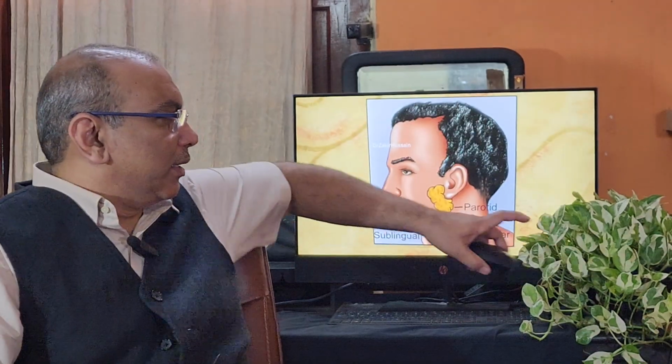Salivary glands can be major or minor. Under major, you have three pairs of salivary glands. These are the pair of parotid seen here, mandibular, one here and one on the other side, and sublingual, which is seen just under the tongue in the floor of the mouth. I'll show you a picture so that you can understand better.